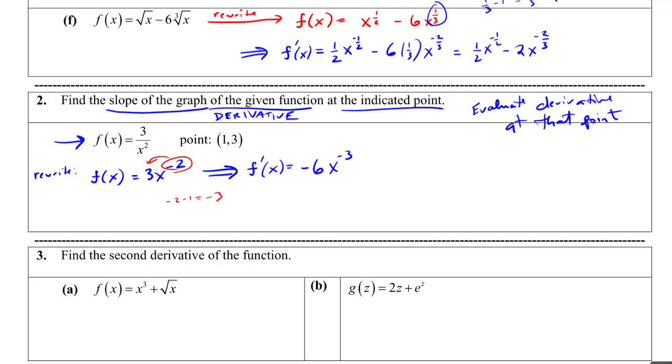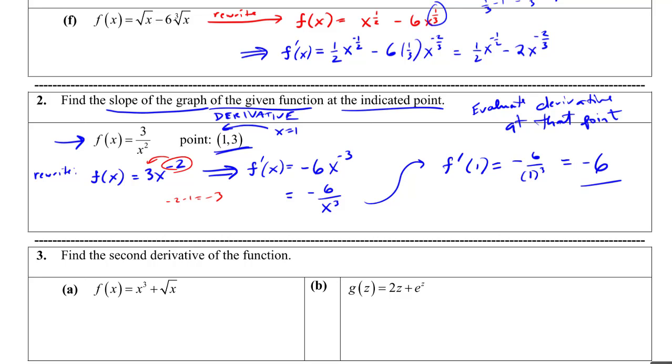Okay, that's not the end of it. And because I'm going to be plugging in numbers, I might think of this then as negative 6 over x cubed. Okay, and so what I want is at this point, but this point has an x value of 1. So really then what I'm going to do is just going to evaluate f prime at x of 1. So negative 6 over 1 cubed, and I get negative 6. So there is the slope of the graph at that given point, negative 6.